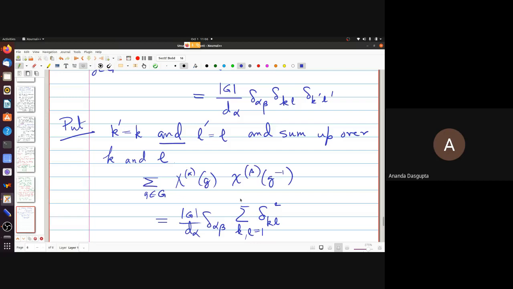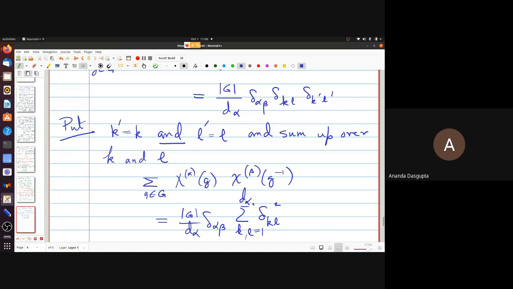How many values do you have for k and l? Dimensions. Yeah, dimension of what? Dimension of the particular irreducible representation you're talking about. But in this case, I could just put d alpha because of the delta alpha beta. It's actually k running from 1 to d alpha, l running from 1 to d beta. But if alpha and beta are different, this is going to be 0 anyway.